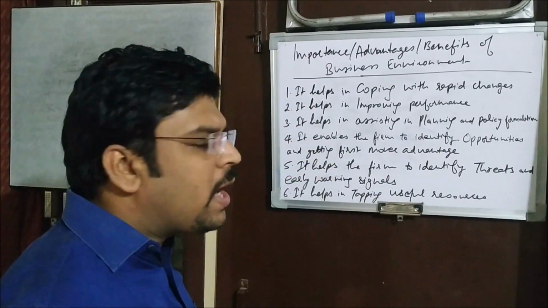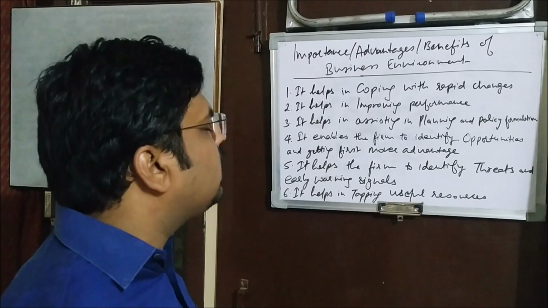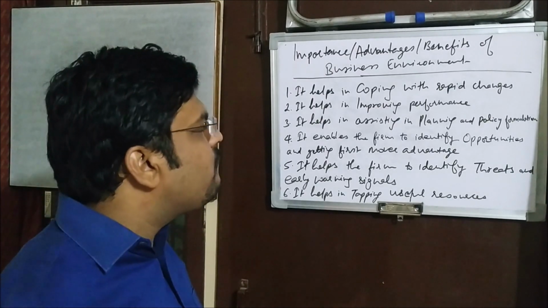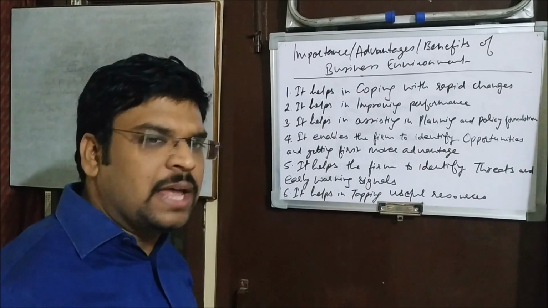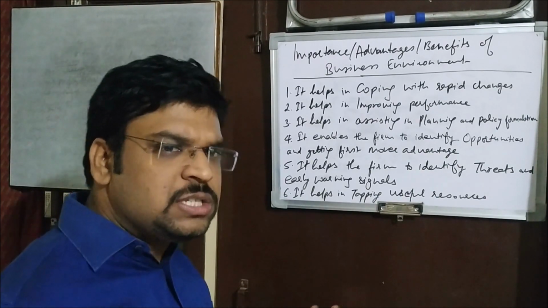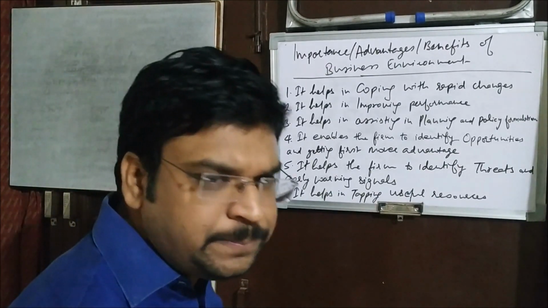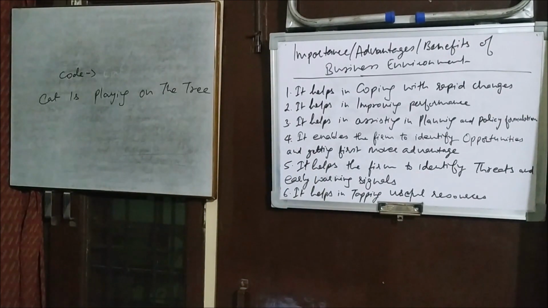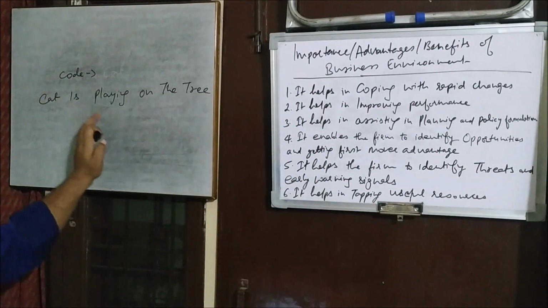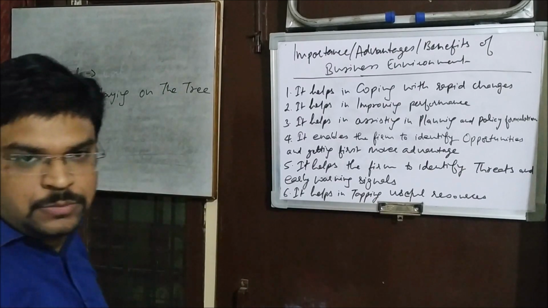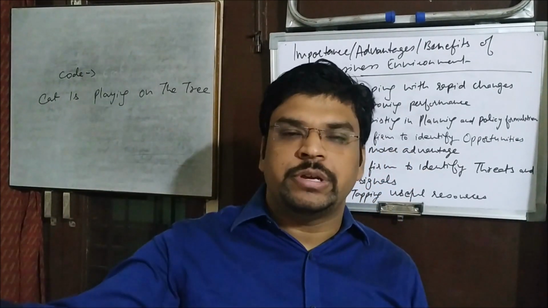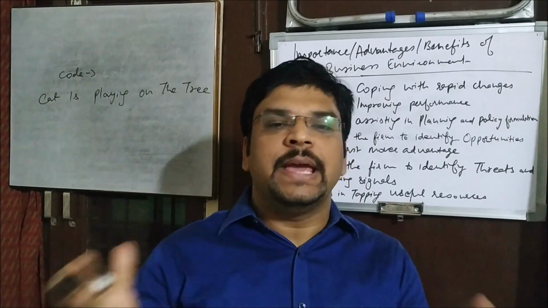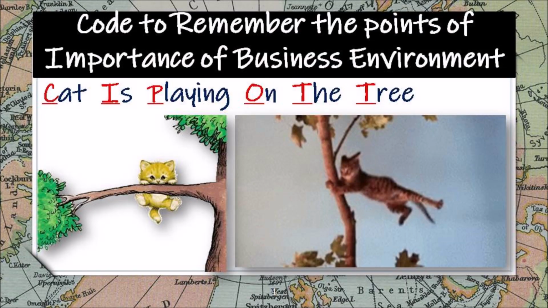These points are very lengthy to remember. That's why, to keep them all in the mind all the time, I have made a code for that. You know very well that every time I prepare a code, it is a unique one, so this time the code is once again unique. I just write it down. The code is: cat is playing on the tree. You have to imagine that there is a cat sitting on the tree and it is playing sitting on that, right?